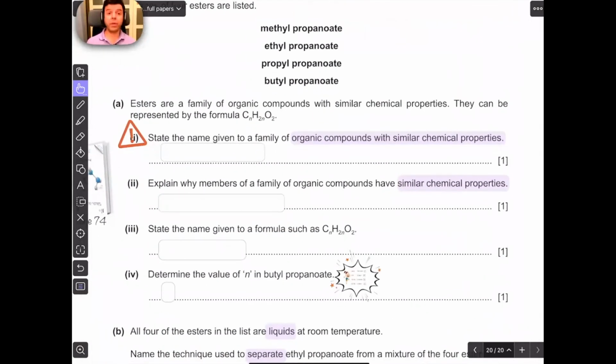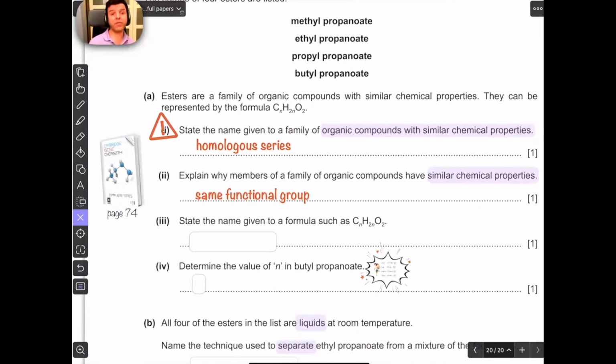State the name given to a family of organic compounds with the same chemical properties. What do we call this, Hawra? Homologous series. Explain why members of the same organic family all have the same chemical properties. Like, why do alkanes have the same chemical properties? Why do alcohols have the same chemical properties? Faizan? They have the same functional group. Because they have the same functional group.